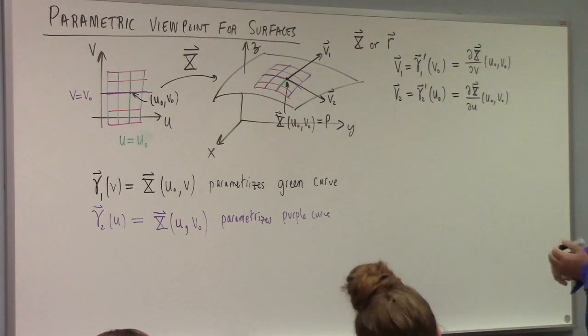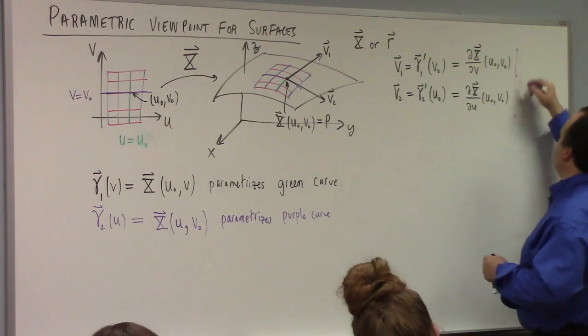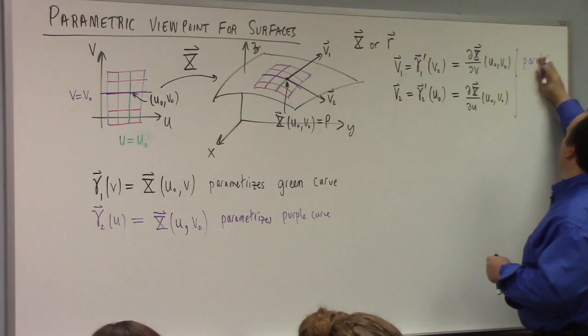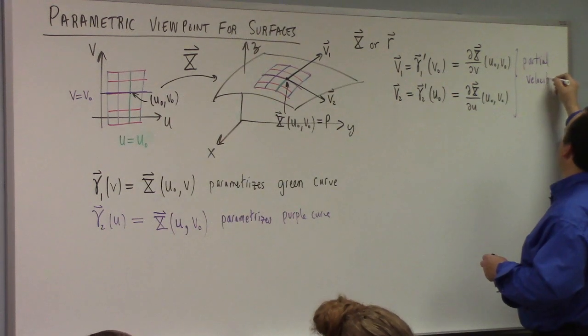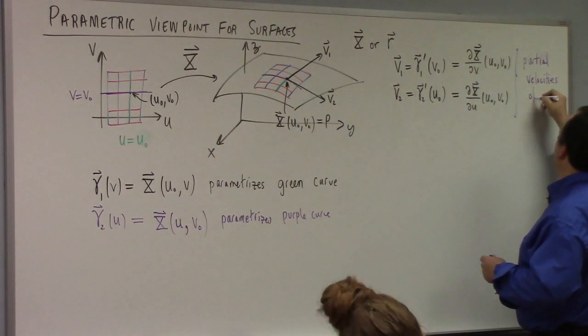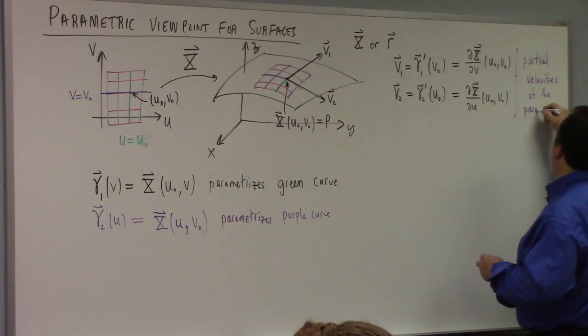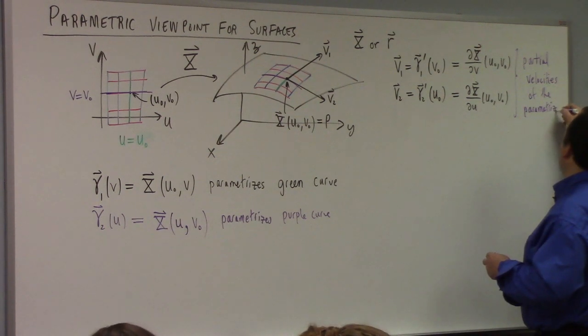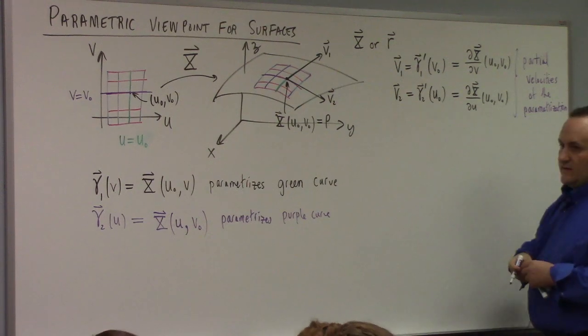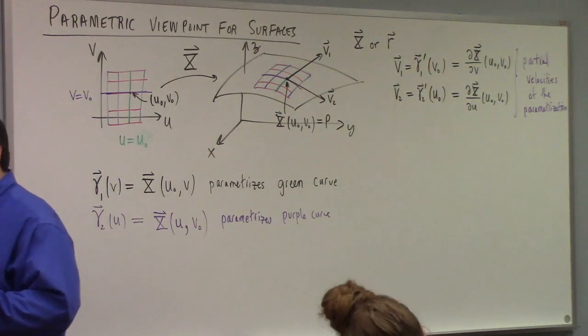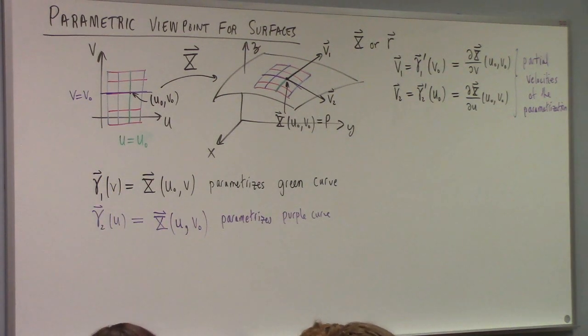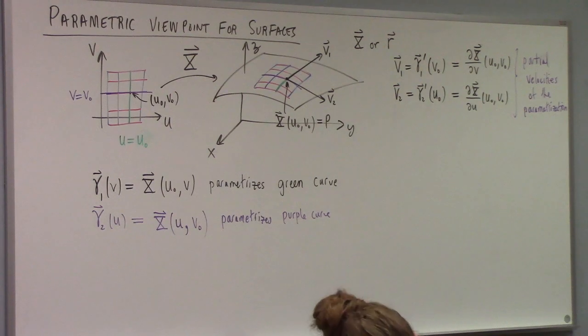These are what I called the other day partial velocities of the parametrization. I may not even have that language in my notes, but I should. I think it's good to have a label for these things. They're the partial velocities, because a parametrization is two-dimensional, right? So there are two different parameters to vary. And so two interesting things to look at are the partial velocities, like what happens when you fix one parameter and vary the other, or vice versa.